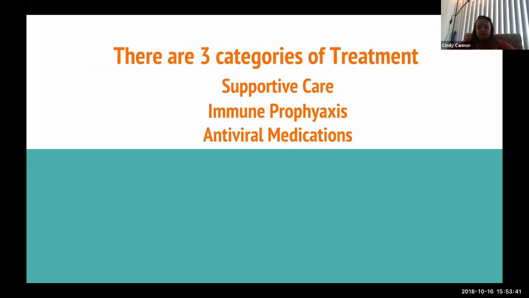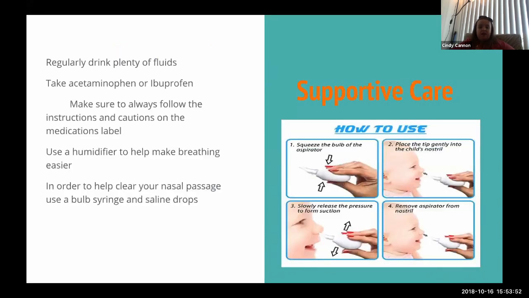So typically when it comes to treatment, there are 3 different categories: supportive care, immune prophylaxis, and antiviral medications. Supportive care is typically what's done in the home when the symptoms aren't that severe. Make sure to avoid being dehydrated by taking plenty of fluids, and take acetaminophen or ibuprofen to help with the aching. Make sure to follow the instructions on the medications. Sometimes using a humidifier will help make breathing a little easier, or to help clear your nasal passage, you use a bulb syringe, as you can see there on the presentation.